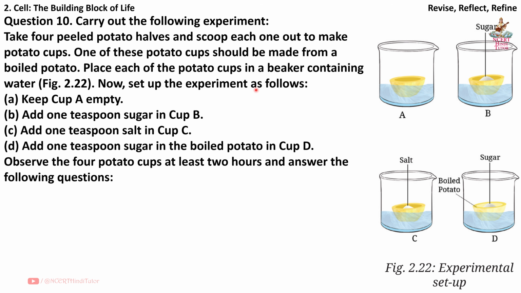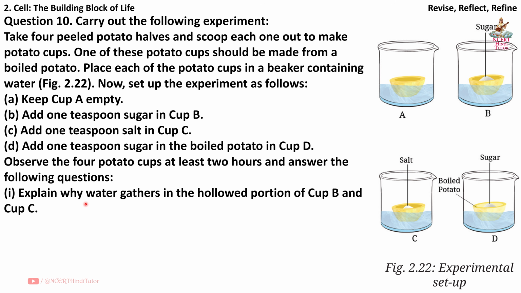Now set up the experiment as follows. A. Keep cup A empty. B. Add 1 teaspoon sugar in cup B. This is the sugar. C. Add 1 teaspoon salt in cup C. This is the salt. D. Add 1 teaspoon sugar in the boiled potato in cup D. This is the boiled potato and this is the sugar. Observe the 4 potato cups for at least 2 hours and answer the following questions.